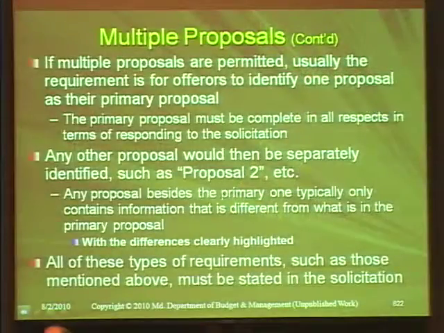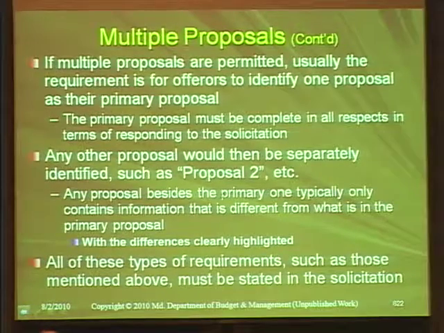Usually the requirement is for the offerors to identify one proposal as their primary proposal. So one of them is going to be complete in all respects. It's going to be the primary. And then any other proposal will be separately identified, proposal 2 or multiple 1 or whatever you want to call it. But you'll tell them how to identify it, to differentiate the one versus the other, which is the primary. And any proposal besides the primary one typically will only contain the information that is different from what is in the primary. You tell them that in your solicitation.